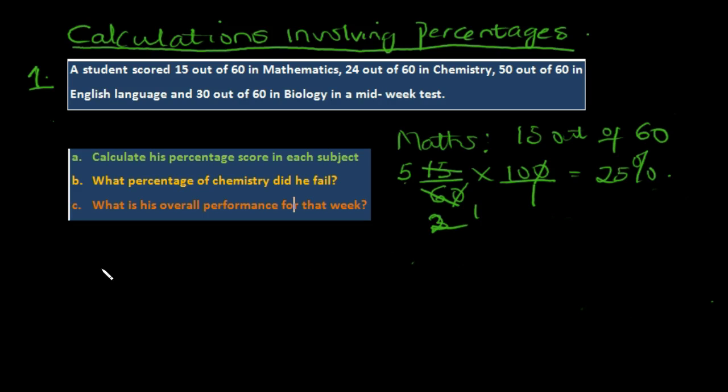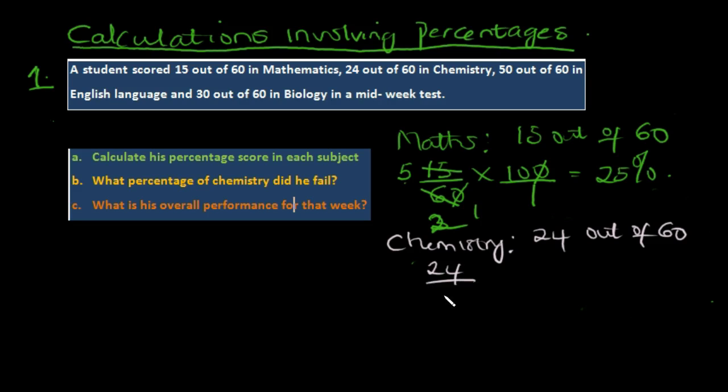Now, say in chemistry, he scored 24 out of 60. We say 24 over 60. How do we convert that to percentage? We have 24 all over 60 multiplied by 100 over 1. 0 cancels 0. 6 goes here in 1 place. 6 goes here in 4 places. So we have 4 multiplied by 10 divided by 1, which is 40%. So he got 40% in his chemistry test.